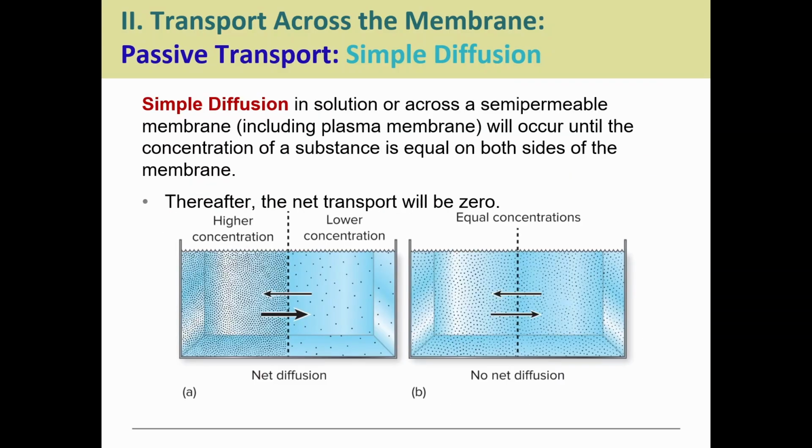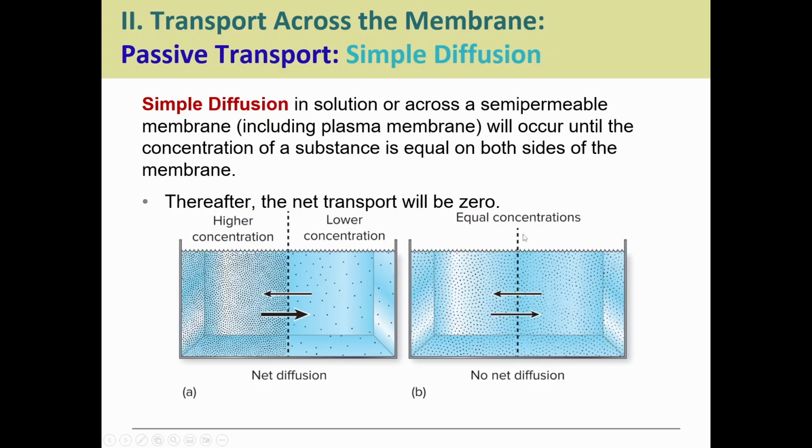So this simple diffusion is going to occur until we achieve equilibrium. Basically, each side is equal in terms of concentration, and then there's not no movement whatsoever, but there's a net zero of movement. What do I mean by net zero? So let's look at the left first, and then we'll talk about the right. On the left, we see a higher concentration separated from a lower concentration, and so we see more molecules from the higher side move over to the lower side.